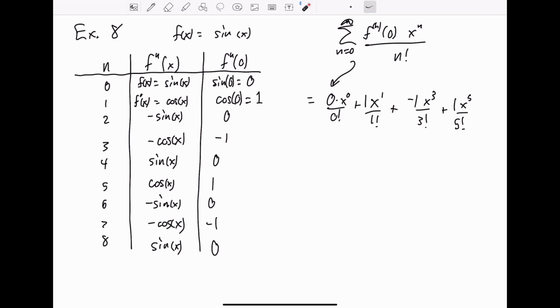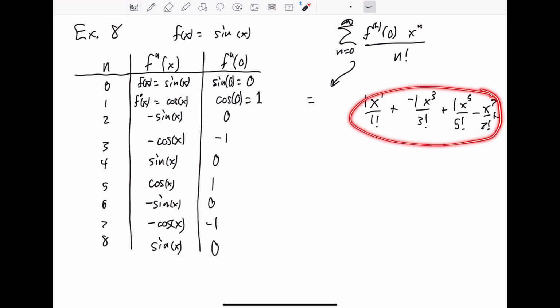Now look at the pattern that we've got going on here. Every even term is gone. This 0 times x to the 0 over 0 factorial, we could get rid of that. And we just have odd powers of x. We have x to the first over 1 factorial, x cubed over 3 factorial, x to the fifth over 5 factorial. And they're switching signs. We have positive, negative, positive. The next one would be negative x to the 7 over 7 factorial. The pattern continues.